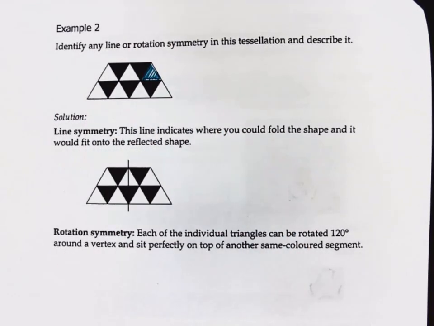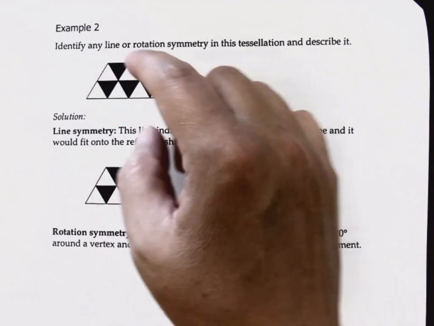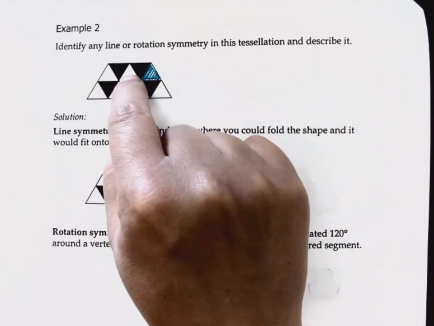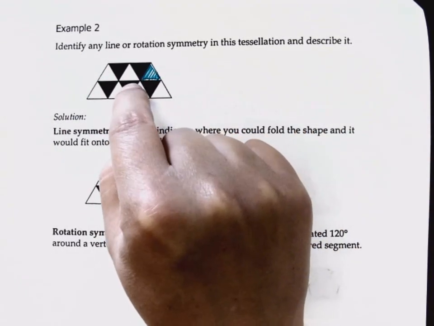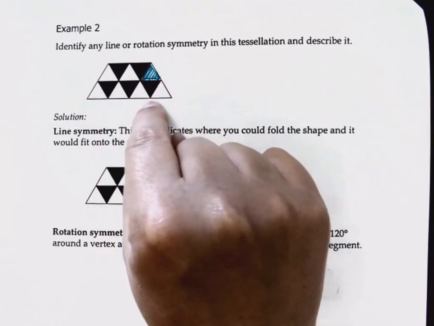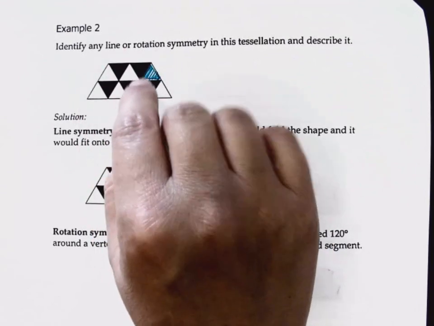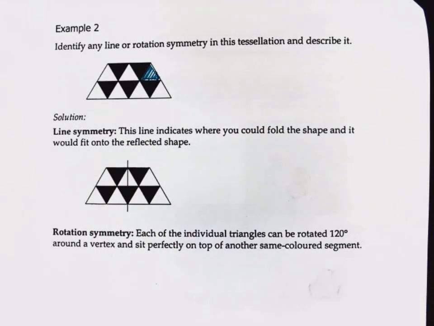So that is tessellations, and this would be an example of a tessellation project because the image is repeated, and there's no gaps in the pattern. So this is an example of tessellations.